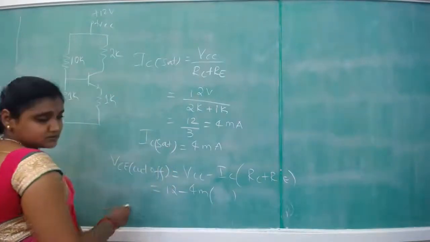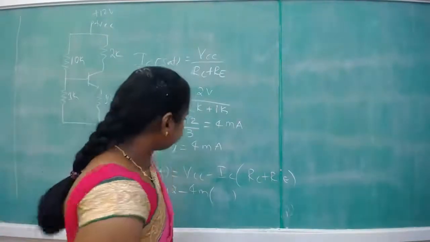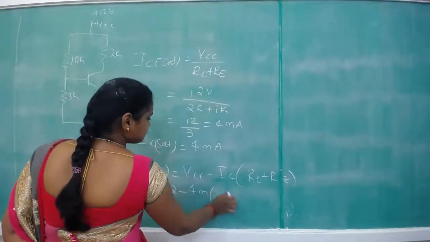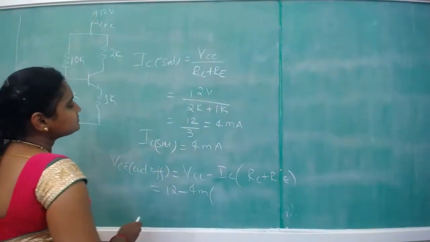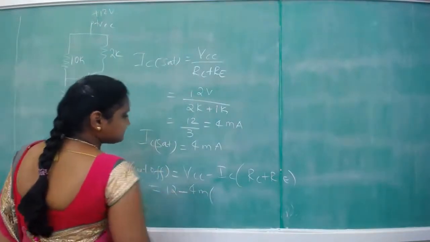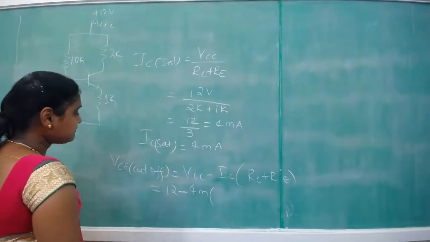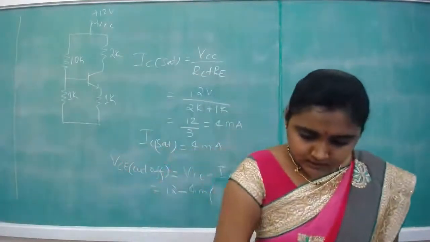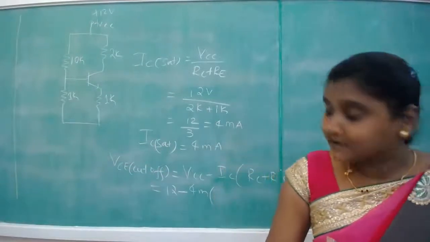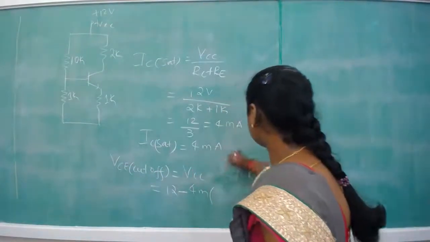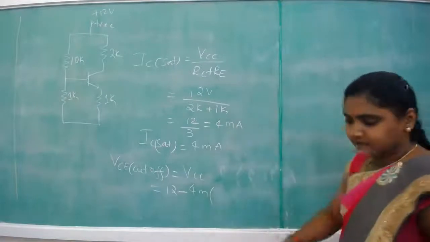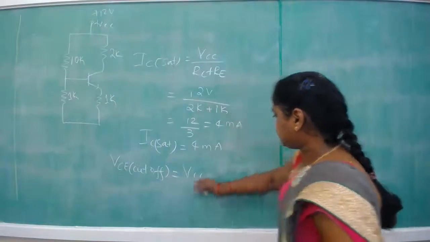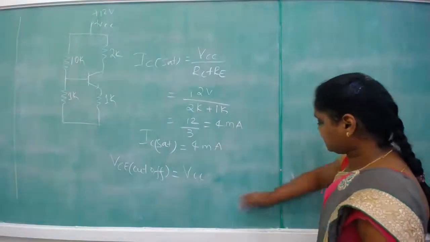3 volts, and this is 4 milliamperes. So 12 volts. IC is 4 milliamperes. Oh, sorry. This is just VCC. IC, we have put IC equal to 0, right? So I have written the wrong expression here.